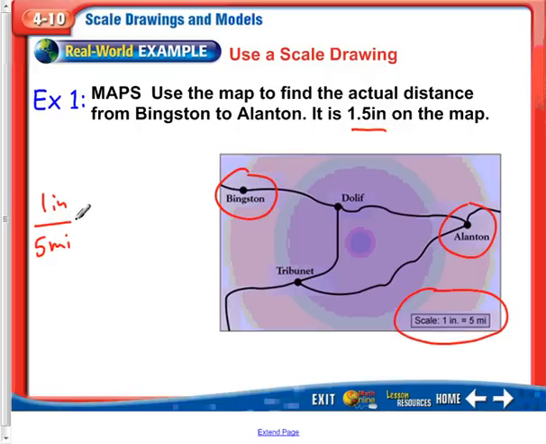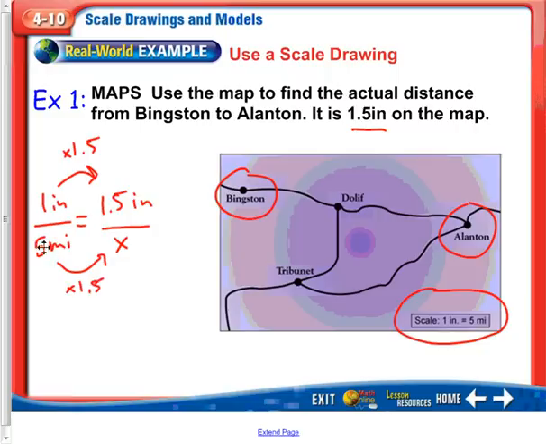Just take your scale and write it as a ratio right away. So 1 inch to 5 miles. And then this is 1.5 inches. Well, that matches inches, so we're going to write 1.5 inches on the top. And we want to know how far it is in real life. So we just make a proportion. And here we can cross multiply and divide. But here you can see that to get from 1 to 1.5, you just multiply by 1.5. So to get from 5 to x, all we've got to do is multiply by 1.5 and we'll get there.